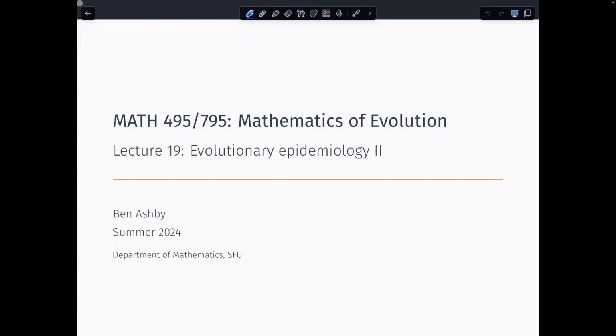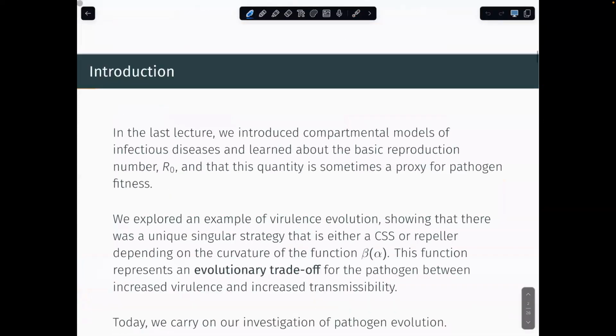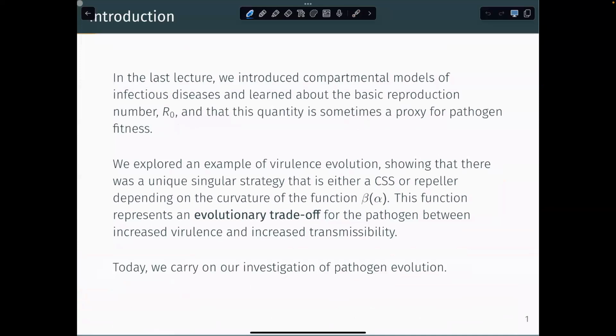Okay, good morning, everyone. We are carrying on our examination of evolutionary epidemiology today. If you recall in the last lecture, we introduced some compartmental models of infectious diseases. Some of you may have met these before. This is where we're breaking down a population according to, say, something like their disease status, typically. So individuals who are maybe susceptible, infected, or recovered. That's a classic SIR model.